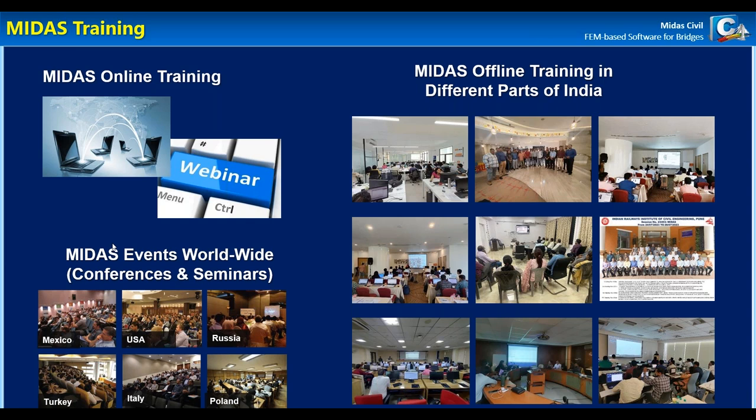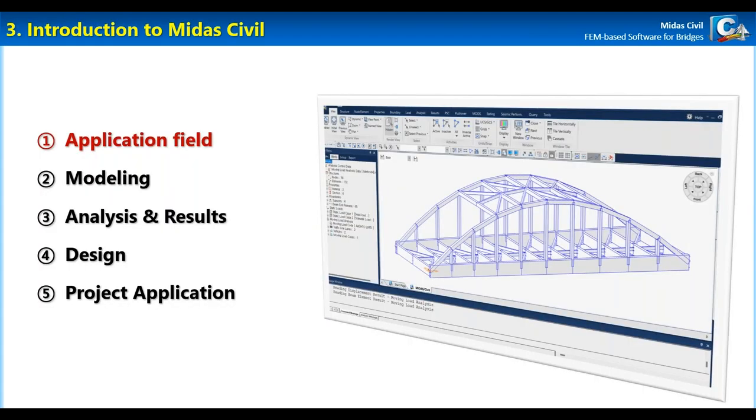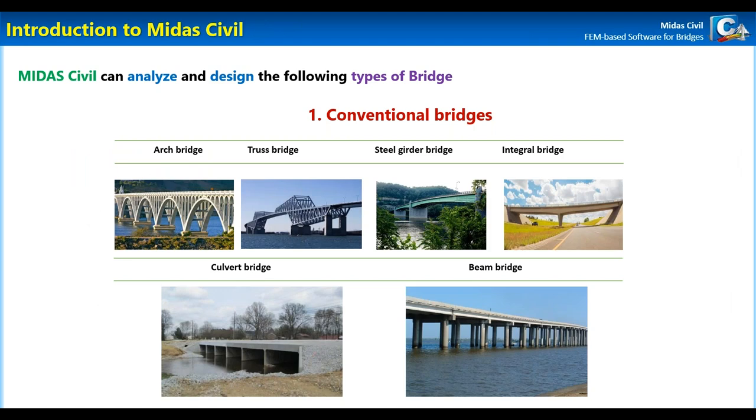So the first point we are going to discuss is the application field of Midas Civil. Midas Civil can analyze and design the following types of bridges. The conventional bridges, as you can see, are arch bridge, truss bridge, steel girder bridge, integral bridge, culvert bridge, and beam bridge. These conventional bridges are easily modeled and analyzed in the software.